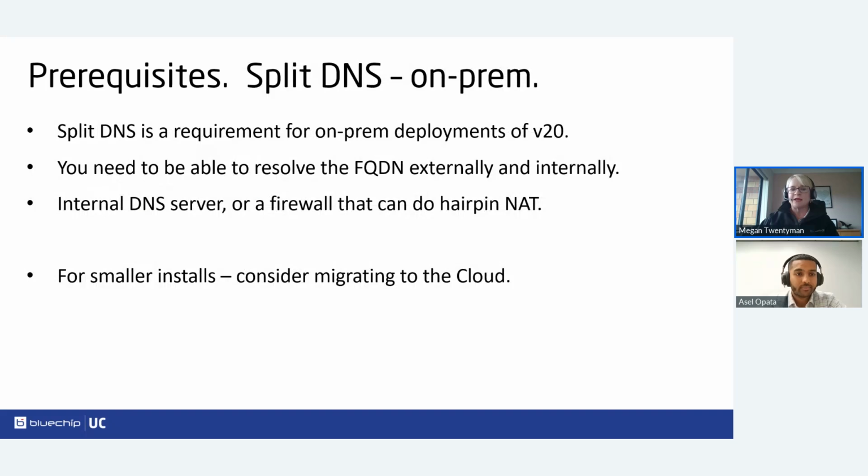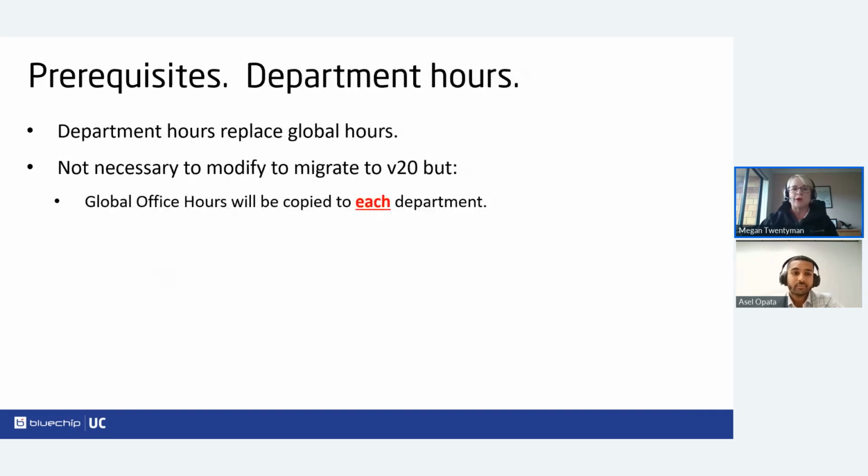As I mentioned, split DNS is an absolute requirement. You need to be able to resolve that FQDN externally and internally. An internal DNS server or a firewall that can do hairpin NAT is essential. There are some guides for popular brands up on the 3CX website already. If it's a smaller install, you might want to consider migrating that across to the cloud. So, hosted by 3CX, which is on DigitalOcean for ANZ region, is a really good option for that as well.